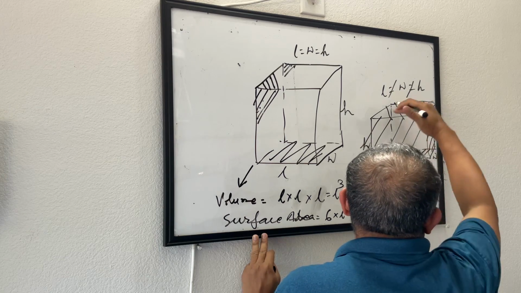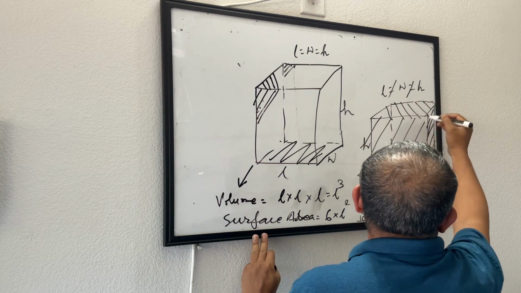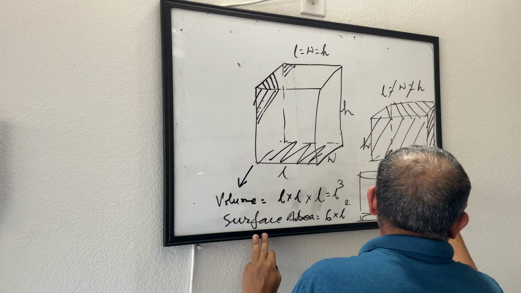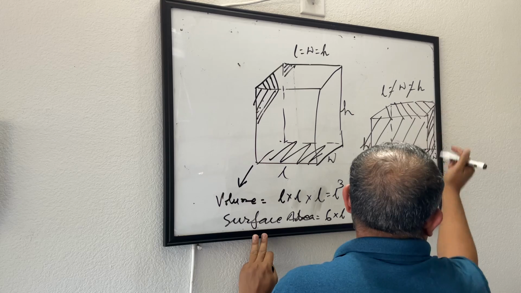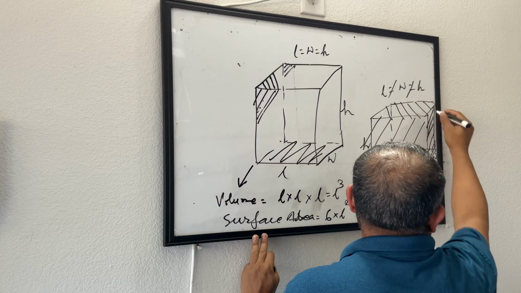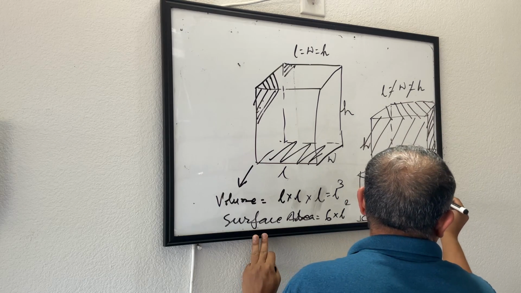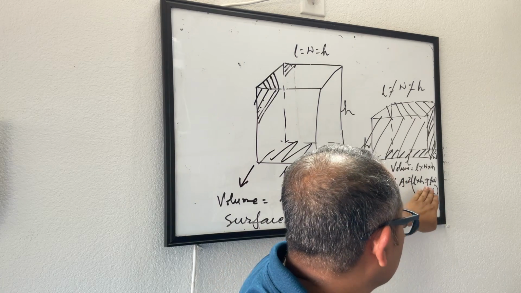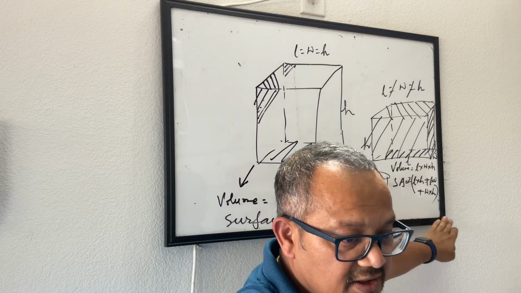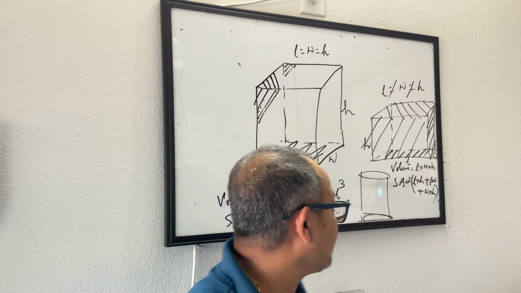Plus, look at the top. Here length and width. Length into width, multiplied by 2. If you look at the side, this is width and this is height. So W into H. 2 times length into height, plus length into width, plus width into height. That is what will be your formula for surface area.